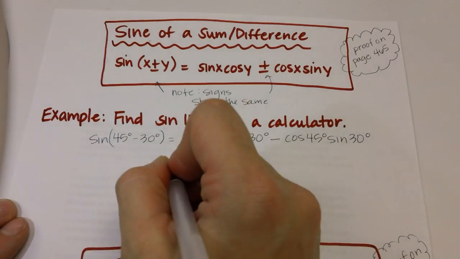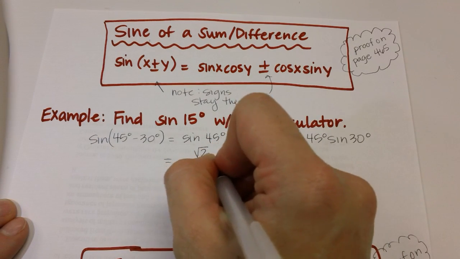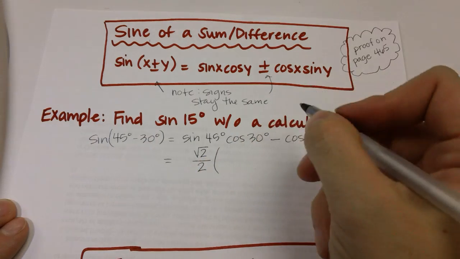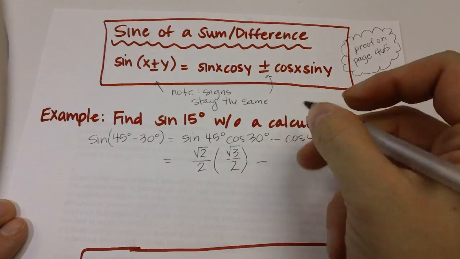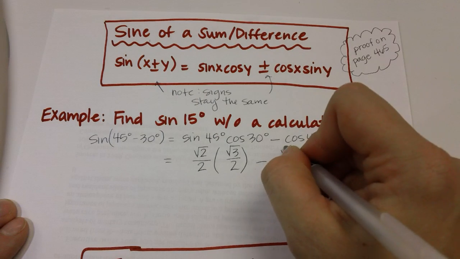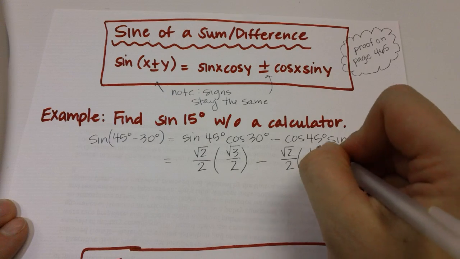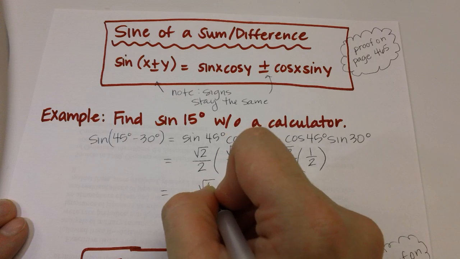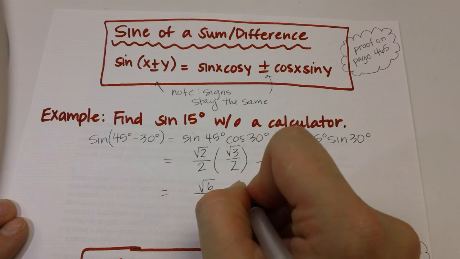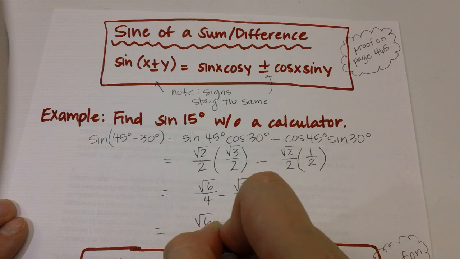Okay. From our unit circle, we know that the sine of 45 degrees is the square root of 2 over 2. We know that the cosine of 30 degrees is the square root of 3 over 2. The cosine of 45, square root of 2 over 2. And the sine of 30 is 1/2. Okay, so putting this together, square root of 6 over 4 minus the square root of 2 over 4. And when we simplify that, square root of 6 minus the square root of 2 all over 4.